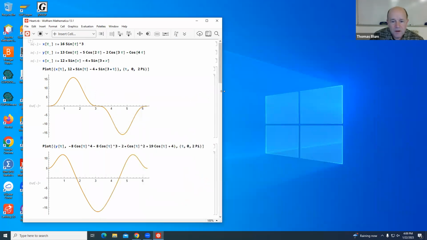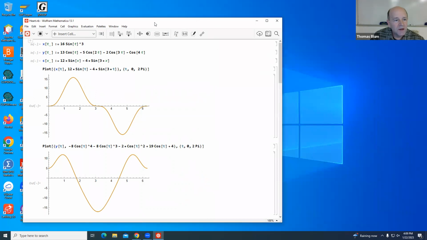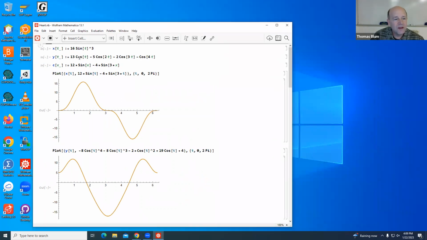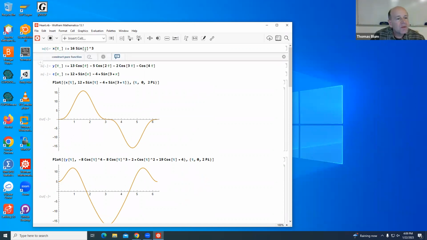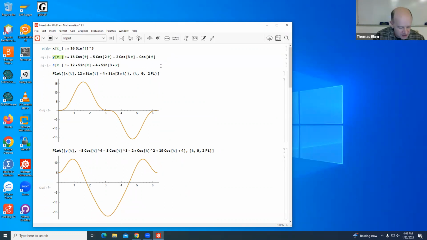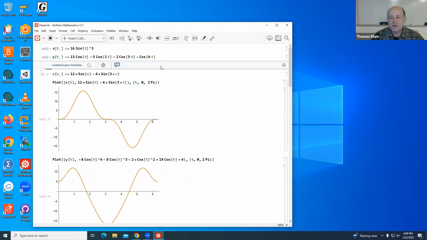Okay. So here is my notebook, and I start off with those two equations. So here I am, the x equation, 16 sine t cubed. And it's the sine of t that's cubed, not the t that's cubed. Okay, so that was what I entered, and then I also entered the y equation with, of course, the minus sign somewhere missing from the web page.